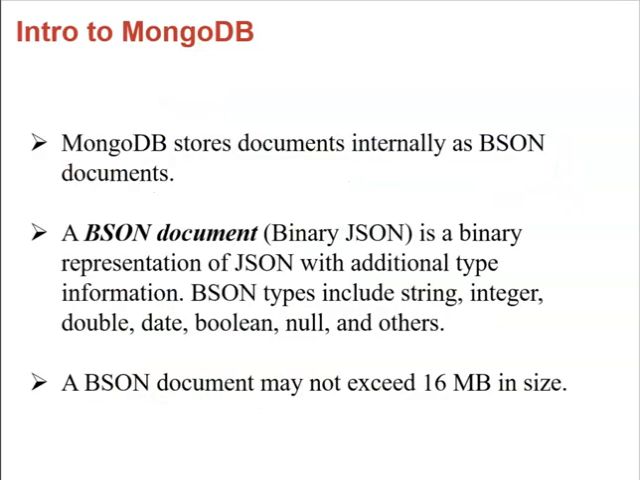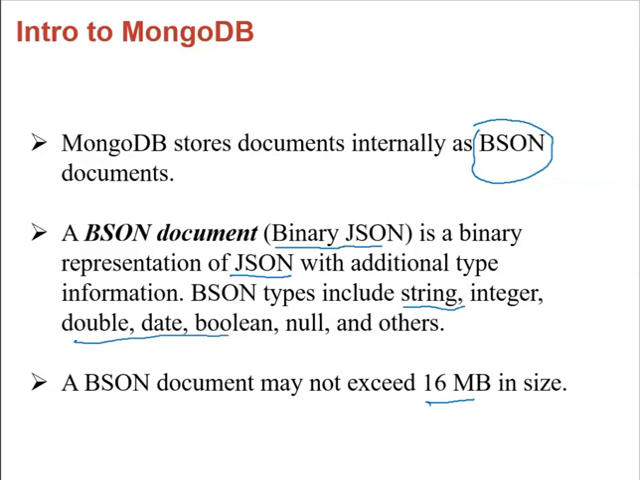Now, how does MongoDB store documents internally? The answer is that it stores them in the form of BSON documents. BSON is binary JSON. It is a binary representation of the JSON document format, and each document cannot exceed a size of 16 megabytes. It includes different data types, as you can see over here.